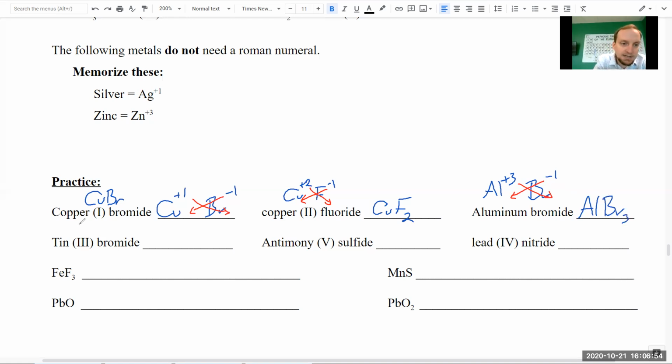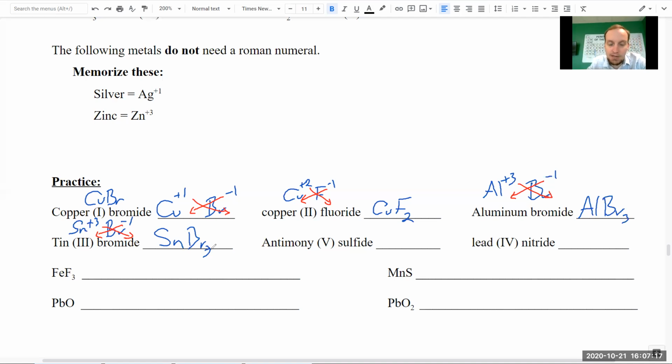Tin 3 bromide. Tin is Sn. It tells us the charge of tin is 3. Bromide, of course, is -1. So again, same thing as always. We're going to move that down there, and what we end up with is those numbers crossed, Sn1Br3. That's tin 3 bromide.